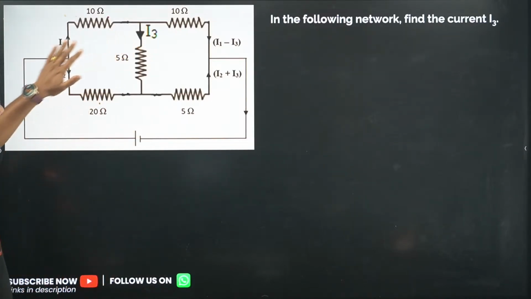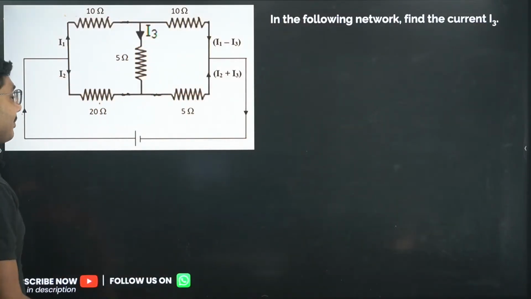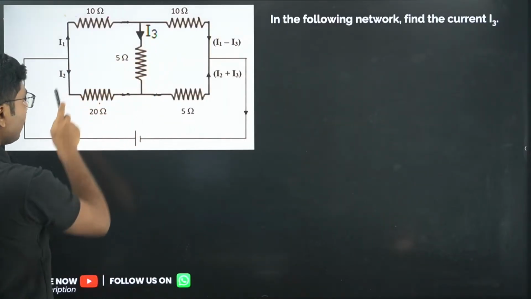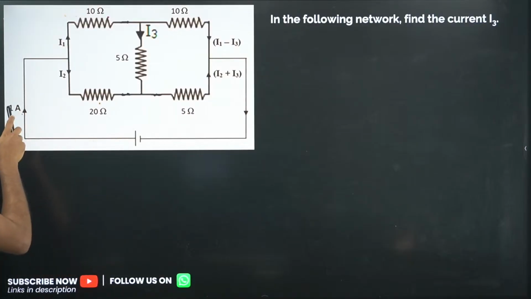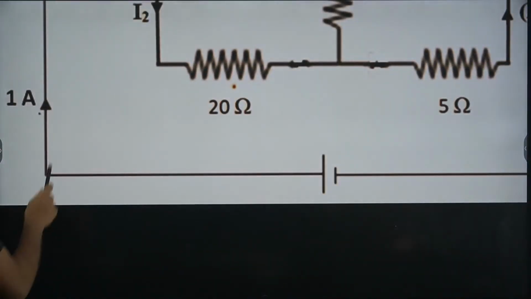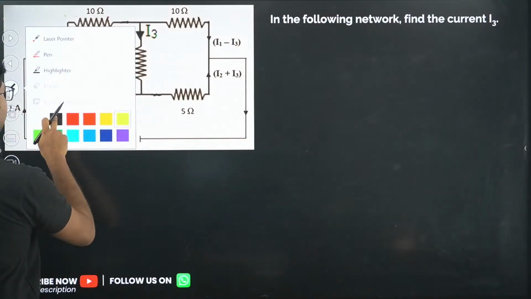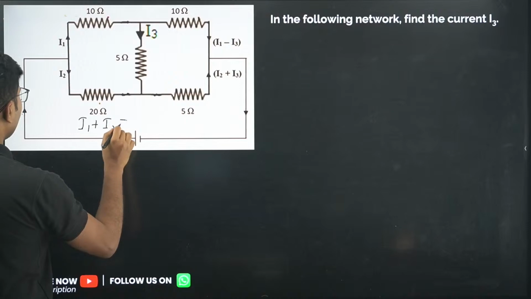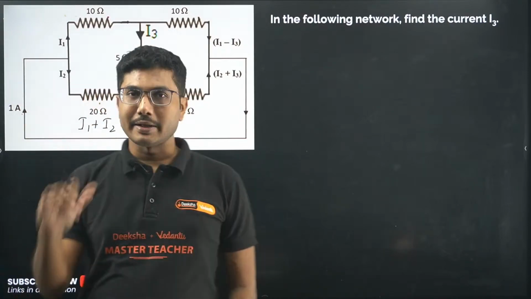This is also a Wheatstone bridge problem, as you can see, 10, 20, 10, 5. And again it is not a balanced condition. 5 ohm is in the middle, with currents I1, I2. Battery voltage is not given, but the total current is given, so this might be slightly easier. From this you can say that I1 plus I2 equals 1 ampere. That is given, so this will be a slightly easier problem than the previous one.